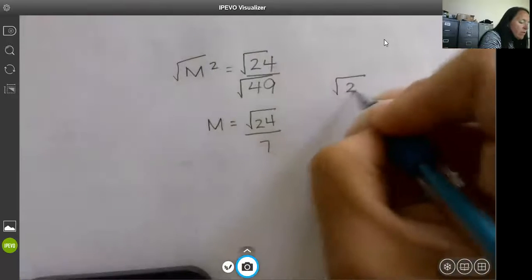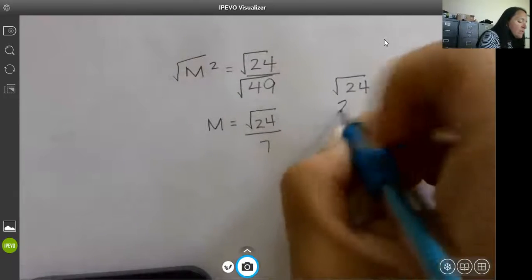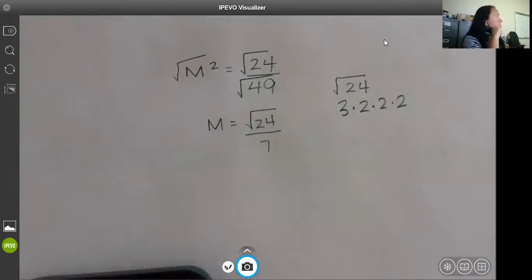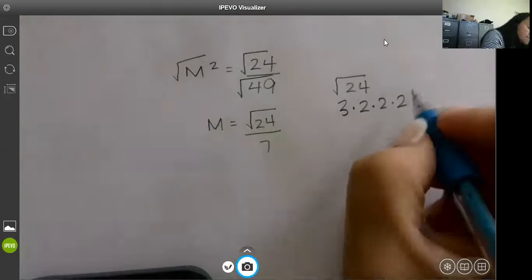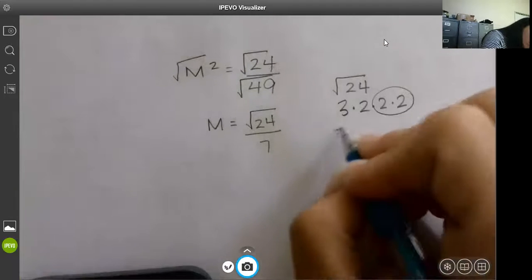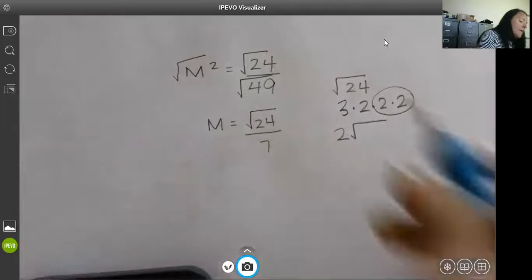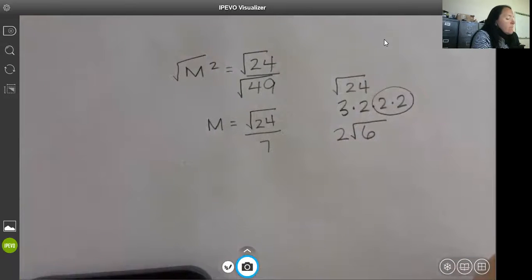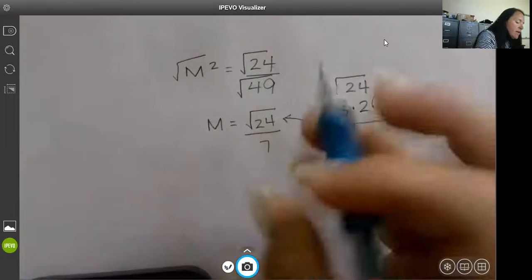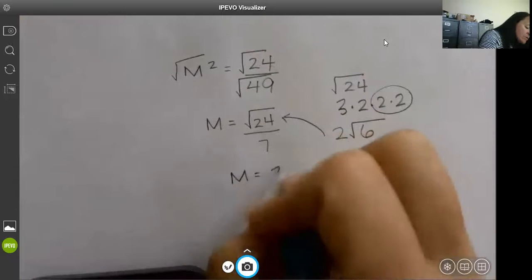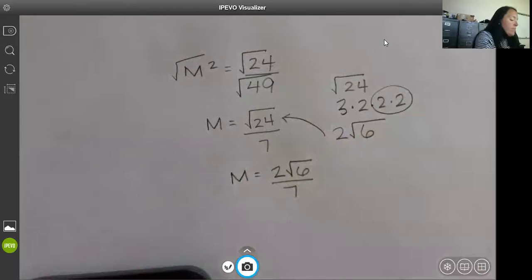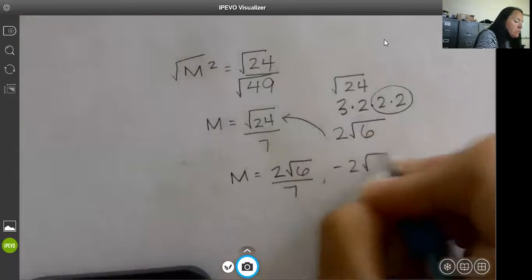So you have the square root of 24. 24 is 3 times 8. And we know that 8 is 3 2s. Do I have pairs? Of what? Whatever I have pairs of, I'm going to pull out. What I left was 3 times 2, or 6. That's going to replace the top right there. So you would get m equals 2 square root 6 over 7. And what do I need to remember? A negative 2 square root 6 over 7.